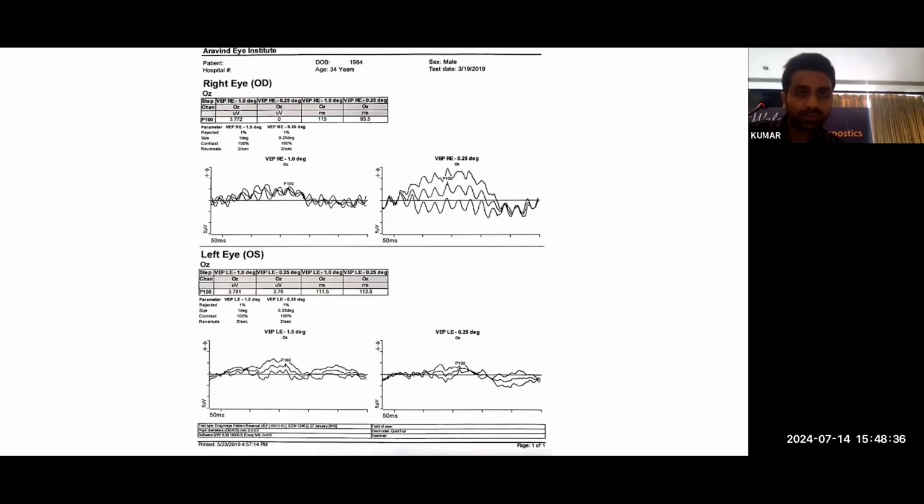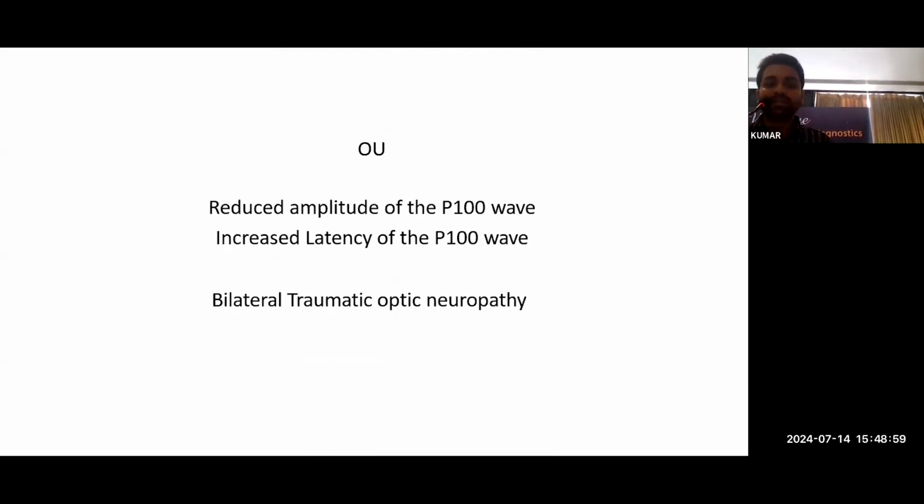So this is the last one. The P100 latency in the right eye in this case is about 93.5 and left eye is 113. The amplitude in the right eye is about 0, non-recordable, and the left eye is about 3.7. So the amplitude in both eyes is affected. This is a case of bilateral traumatic optic neuropathy.